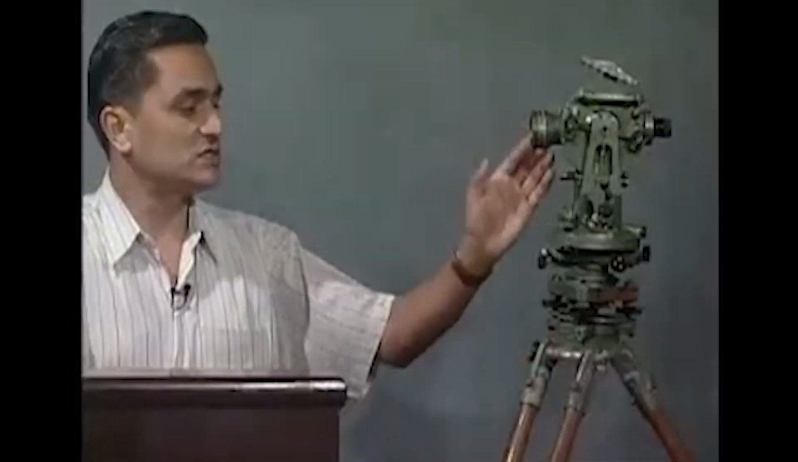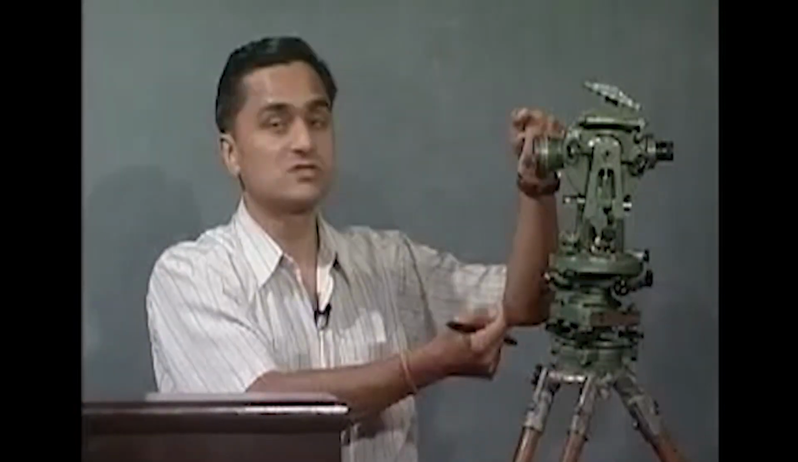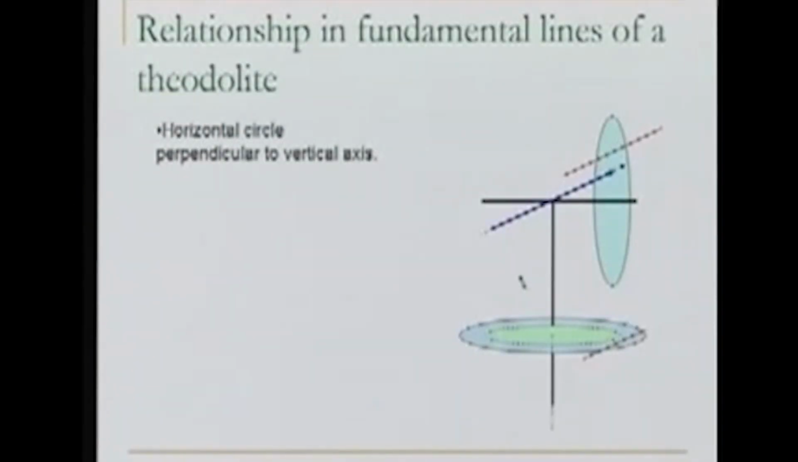Now in order to understand these relationships, because we are talking about this instrument, I will try to show you some relationships here in the instrument. You will have to visualize these things. And whenever you have an opportunity to handle an instrument like this, try to see those lines yourself, where these lines are. Of course, all these are imaginary lines. So we'll start one by one. The very first relationship is, we are writing here, horizontal circle should be perpendicular to vertical axis.